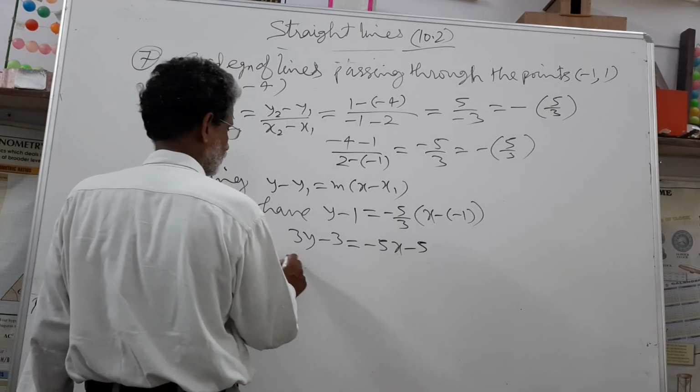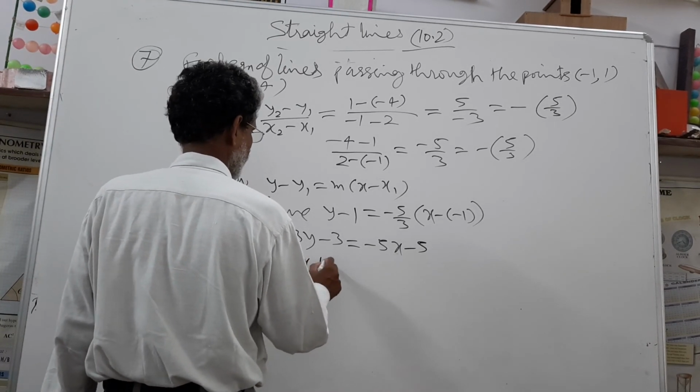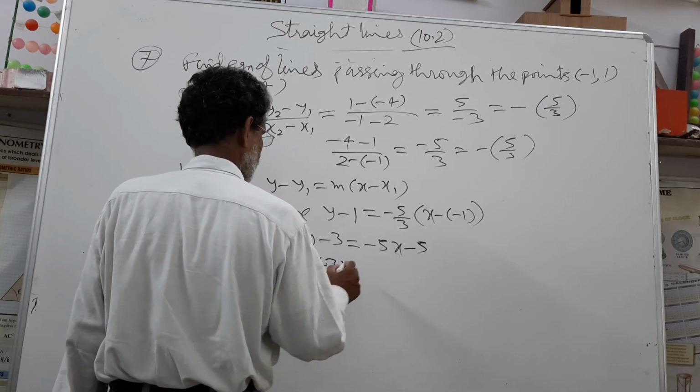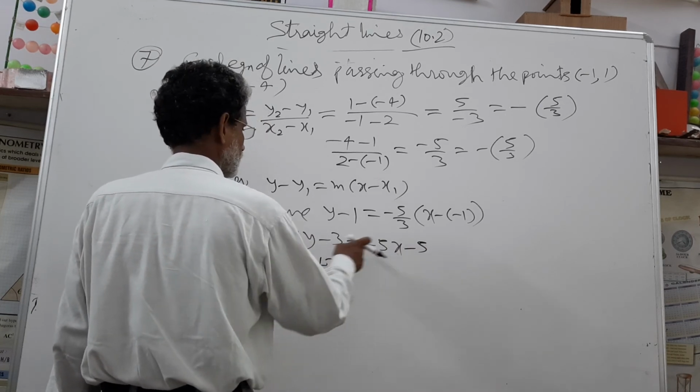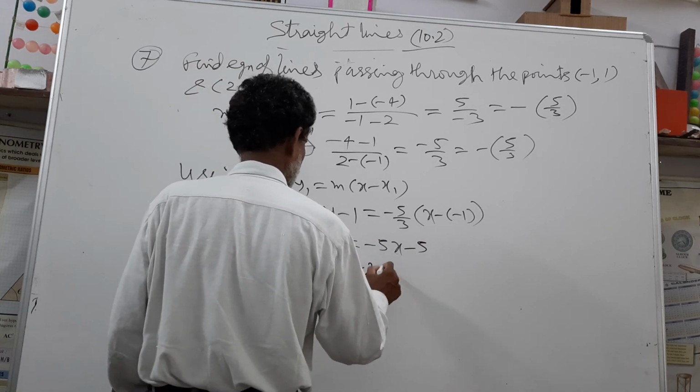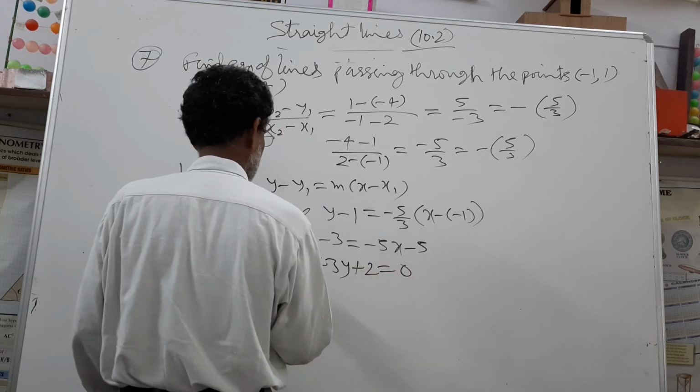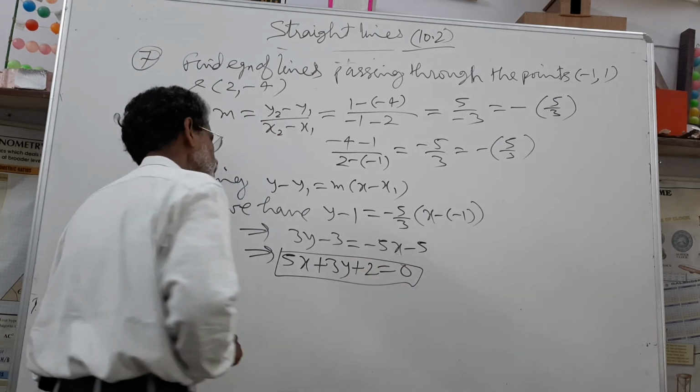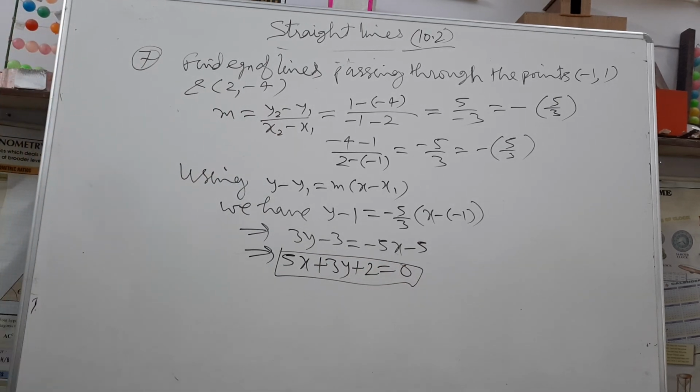This implies 5x plus 3y. Take this minus 5 here, it becomes plus. 5 minus 3 plus 2 is equal to 0. This is your required equation.